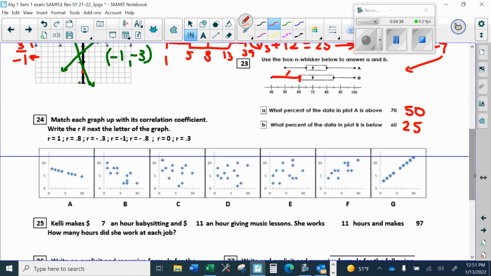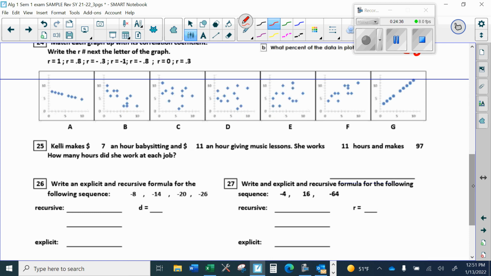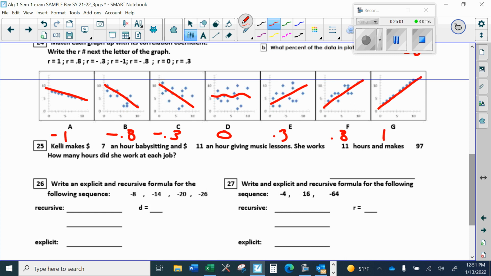Okay. Number 24. This is a slope of -1. All those are in order. Right in order nicely, -1. This is pretty close, so that's -0.8. This is less close, it's -0.3. This is chaos, 0. It's not real close, but it's positive slope, 0.3. This is closer still, so 0.8, and this is right on the line, so it's a 1.